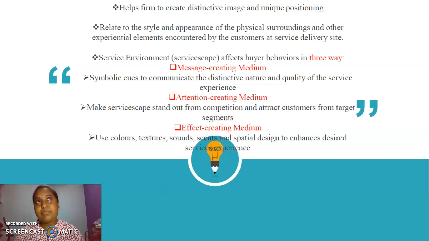Second, attention creating medium. Make the servicescape stand out from competition and attract customers from the target segment. Menarik customers dan menjadikan perkhidmatan dapat dibezakan daripada pesaing yang lain. Effect creating medium: use colors, texture, sound, scent, aroma, and spatial design, to enhance the desired service experience, untuk meningkatkan pengalaman perkhidmatan yang diinginkan oleh customer, untuk menarik customer.